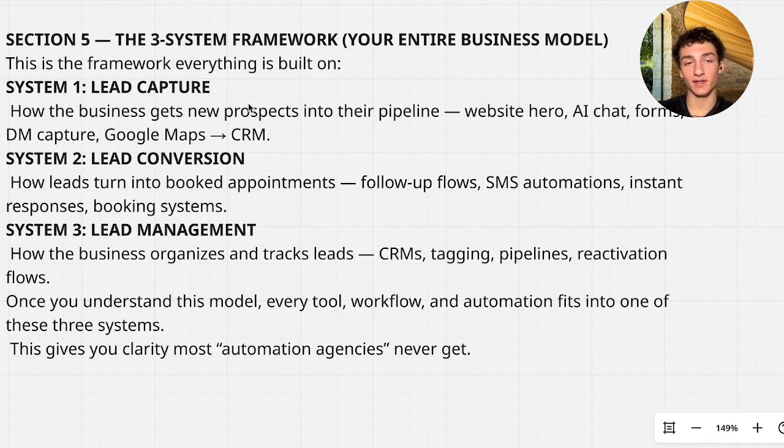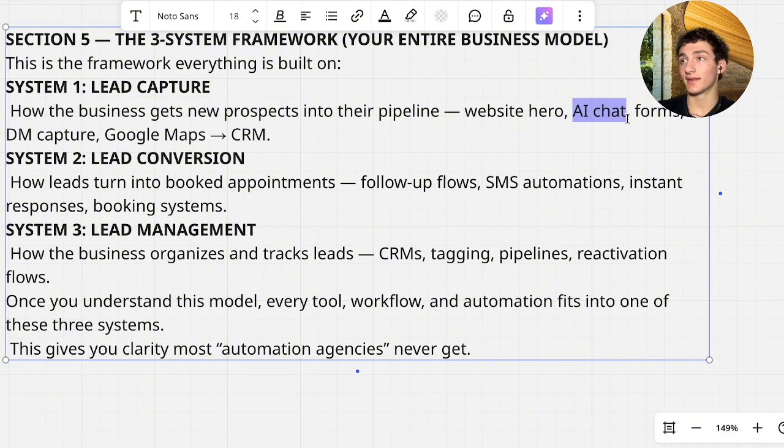So now that we captured new leads, we have to work on converting them. So how leads are going to turn into booked appointments. So like follow-up flows. Let's say somebody talks to an AI chat on a website and we get their phone number and email. Let's say that they don't go anywhere with that. They fall off, they don't keep following up, whatever it is. We then go to our lead conversion system. So like SMS follow-up or email follow-up saying, hey, we have a discount, or are you still interested? Whatever. It obviously varies depending on the type of business. Instant responses, booking systems, any system that will follow up and work on turning these new leads into customers.